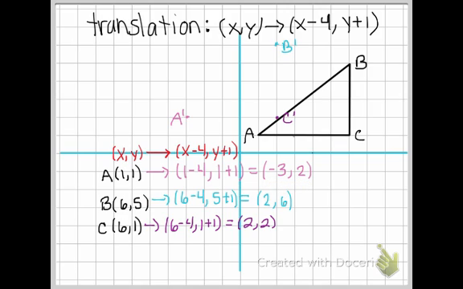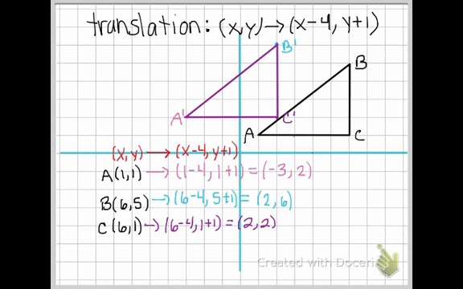Then I'm going to do the same thing for B. So B, I have x is 6, so I plug it in and get 6 minus 4. And then I know y is 5, so I plug it in and I get 5 plus 1, so it simplifies to 2, 6. So I know my new B is going to be at the point 2, 6. When I plug in my point C, I get 6 minus 4, which is 2, and 1 plus 1, which is 2. So I know C is at 2, 2. Alright, so see if you can process that information, see if you can do it for yourself. Whenever you're ready, press the space.